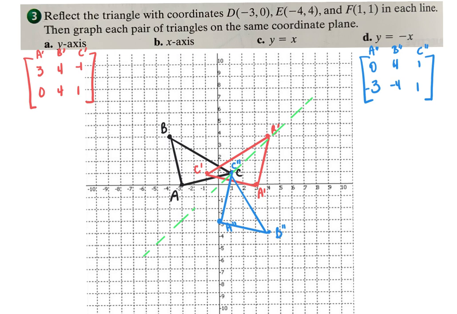So from the black to the blue, that reflection there, the reason C did not move is because it was on my line of reflection. So if I reflect across the y-axis, anything on the y-axis won't move. If I am reflecting across the x-axis, anything on the x-axis won't move. And the same thing's true for y equals negative x.